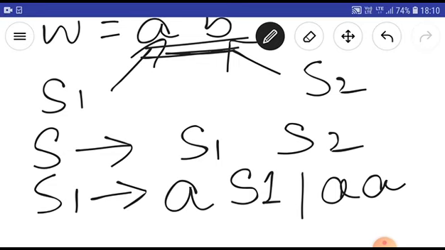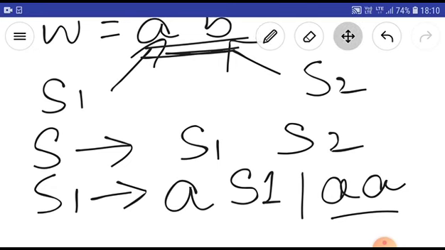Now if I replace S1 multiple times, then I get strings of this type: a squared, a cubed, and so on. The minimum possible string will be a squared. Why is the minimum possible string a squared? Because the m value should be greater than n, and if I take n equal to 1, then the m value should be 2. So the minimum possible string will be a squared.